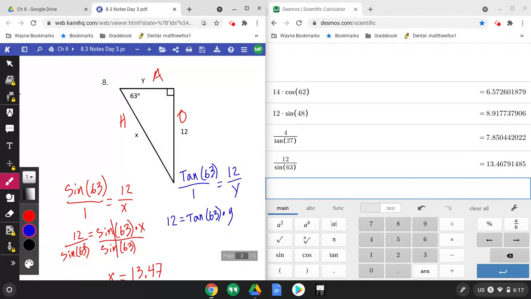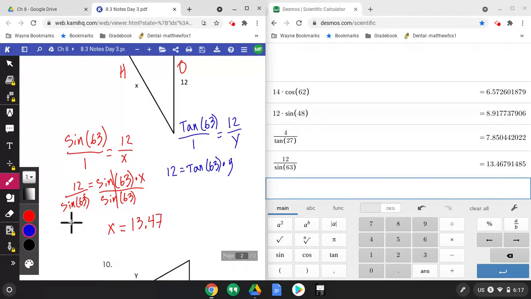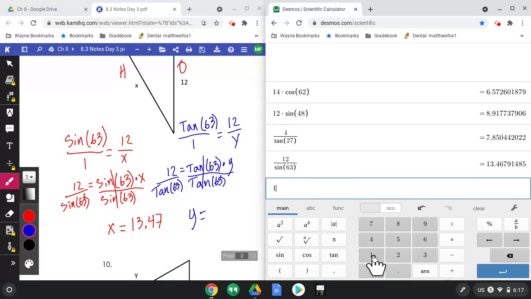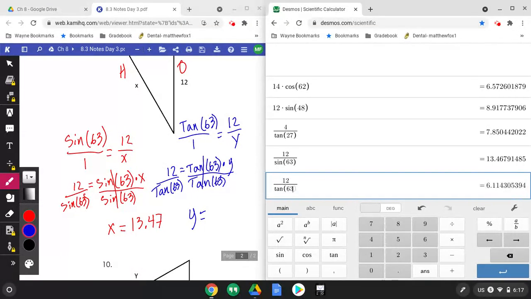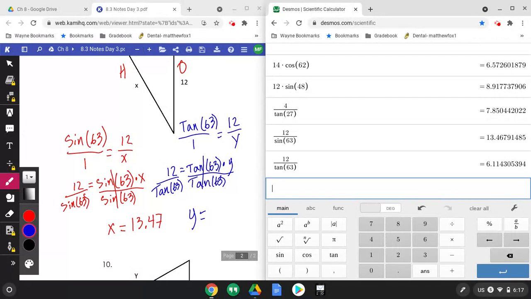It's almost exactly like the last one, except on the last one, we divided by sine of 63, where this time we will divide by tangent of 63. But it's very similar. So those cancel. Y would equal, so we go over here, and I'll do 12 divided by the tangent of 63. We close the parentheses, we hit enter, and we get 6.11 once we round it. Okay, so 6.11 is our value.